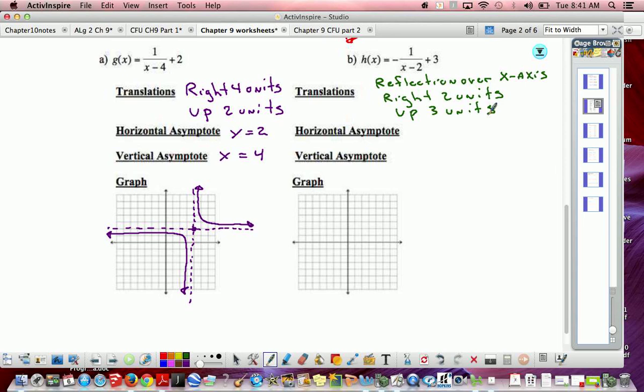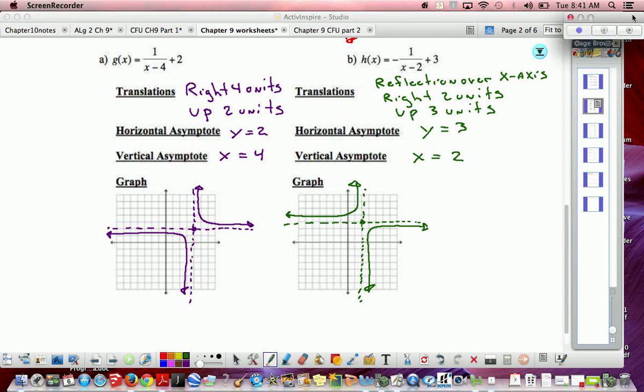So again, start with my origin. I'm going to go right 2. I'm going to go up 3. That's again where they crisscross. Now, since it's a reflection, I'm not in quadrant 1 and 3, but I'm in 2 and 4. My horizontal asymptote is at y equals 3. My vertical asymptote is at x equals 2. Alright, this ends the video for 9.6.